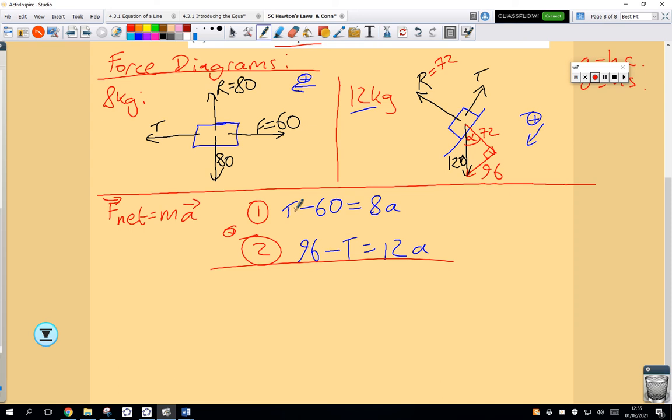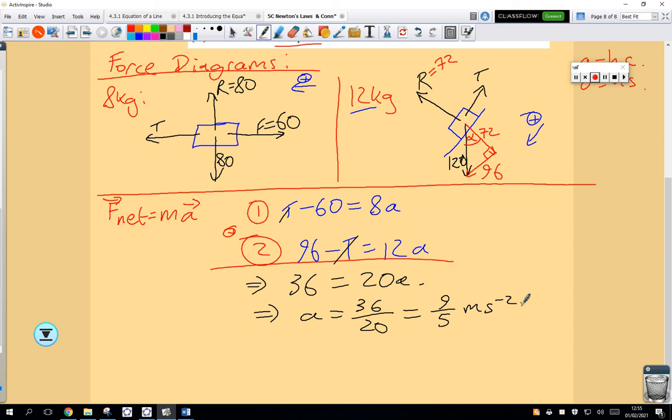Adding here will cancel the T's to leave me with 96 subtract 60, which is 36. 8a added to 12a, well that's 20a. And solving there for a is going to be 36 over 20. Okay, so 4 is a factor of the top and the bottom. That's going to reduce to 9/5 meters per second squared.